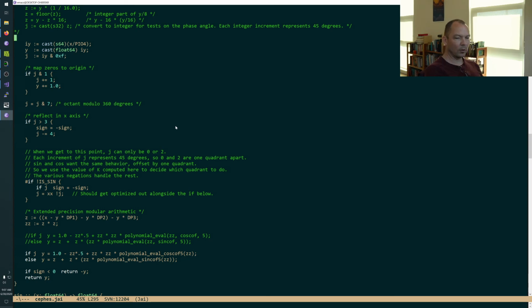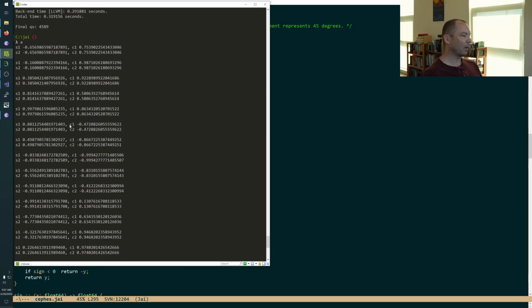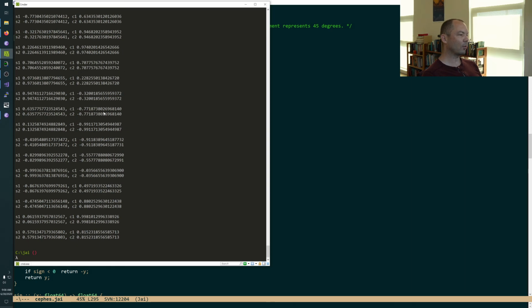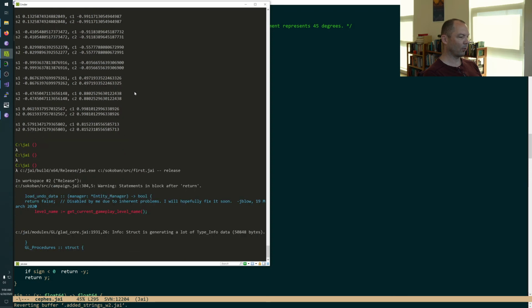You spot one digit off. Yeah, there's one digit off. So the deal is we are comparing this against the reference implementation that's in libc, and they're not exactly the same. So there's one digit off. This is fine. Least significant digit being off is fine for our purposes today. All right, let's make a release build.